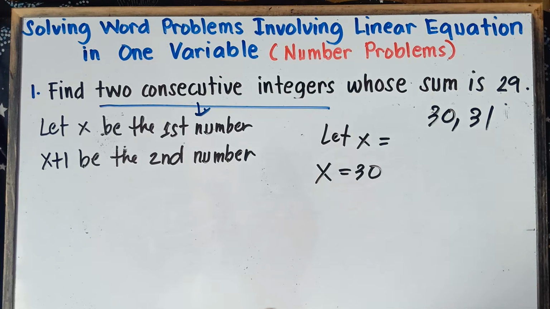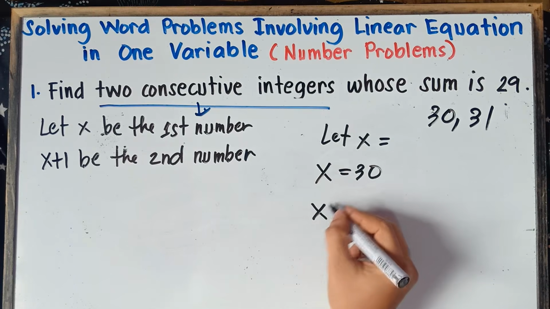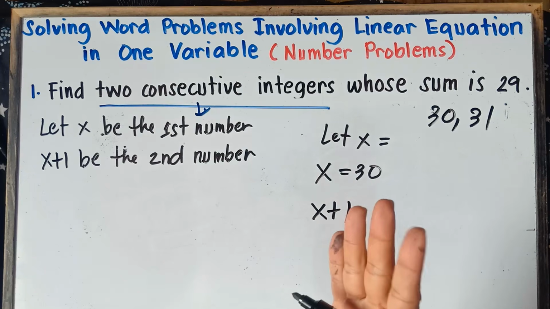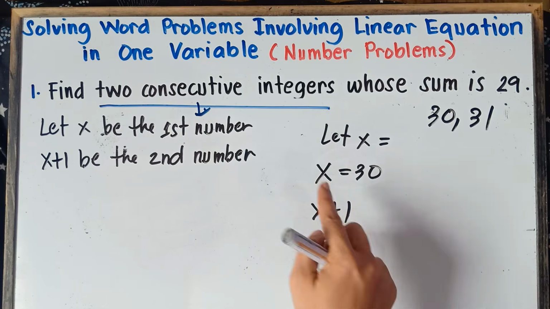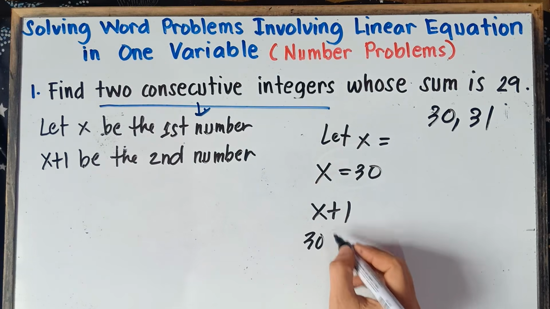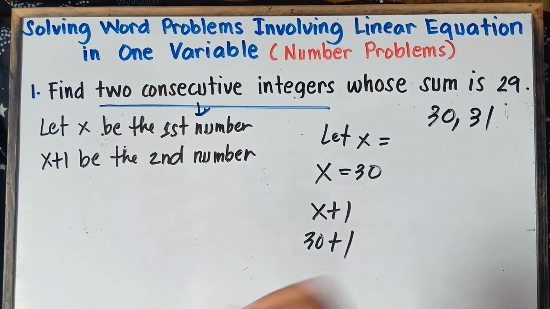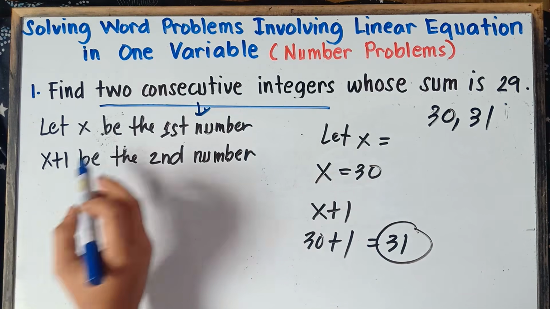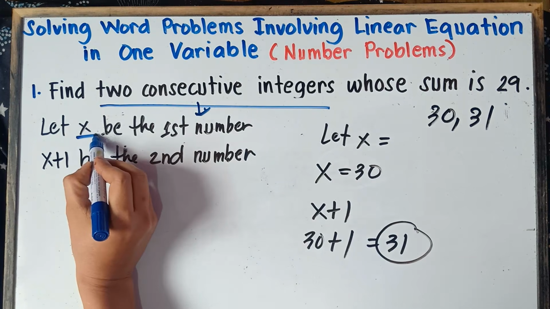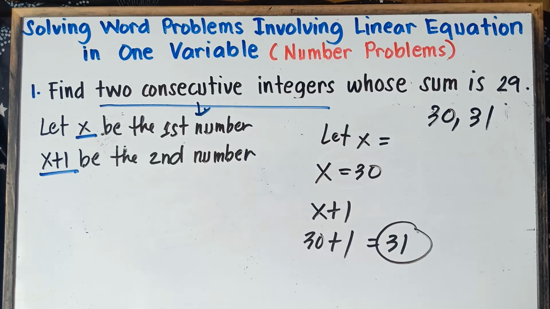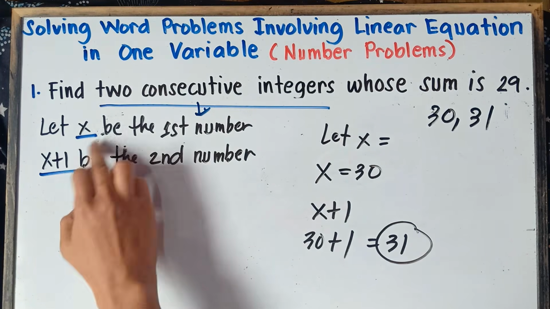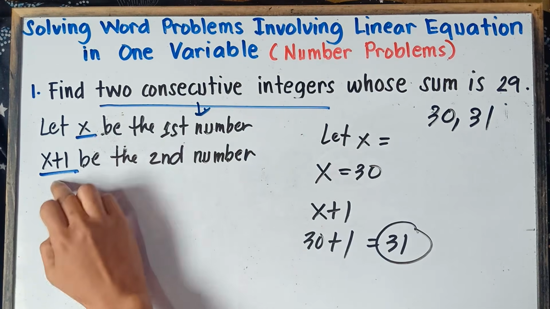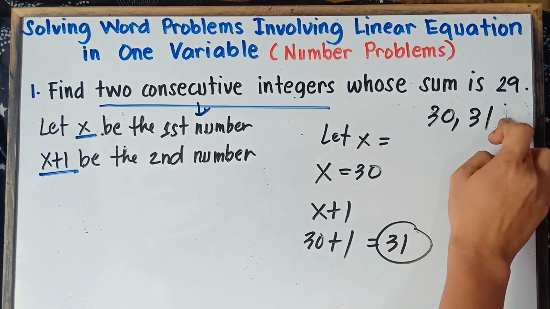So therefore, class, our next number should be x plus 1. Why is that, sir? Because if x is 30, 30 plus 1 is 31. Okay, once again, I hope you're not confused. This is our first number, x. X plus 1 is our second number. And their sum is 29. If you add the two expressions, the sum is 29.